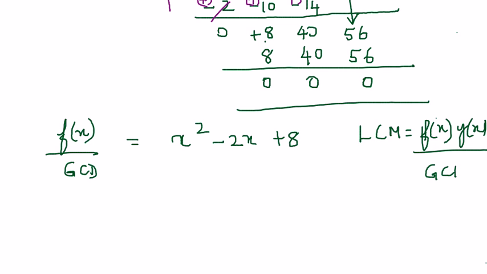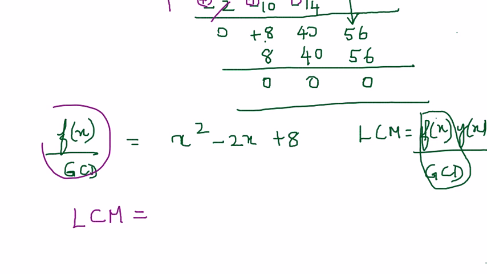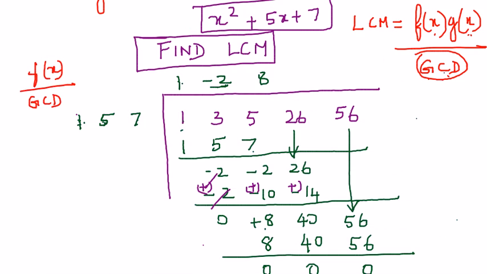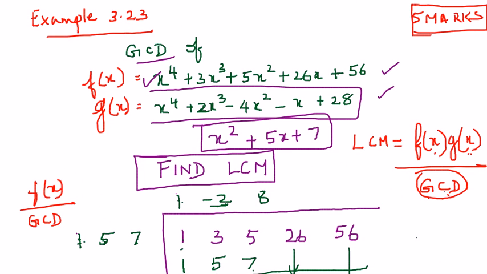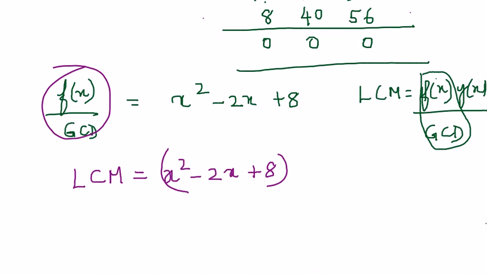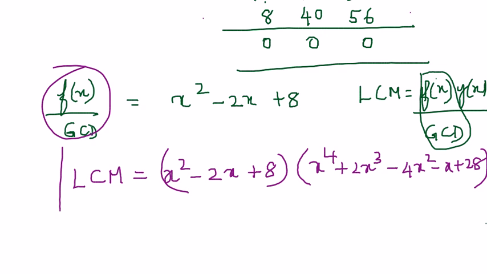Now you know the formula for LCM is f of x into g of x by GCD. In that, we have already found f of x by GCD, this one. So you multiply that answer with g of x. Therefore, LCM is going to be f of x by GCD, which is what we found out, x squared minus 2x plus 8, into g of x. What is g of x? The second equation here. You multiply it with that. If you multiply these two expressions, you will get the LCM. You can stop at that. You need not keep multiplying or further factorizing it or anything. That is all. You can leave the answer at that.